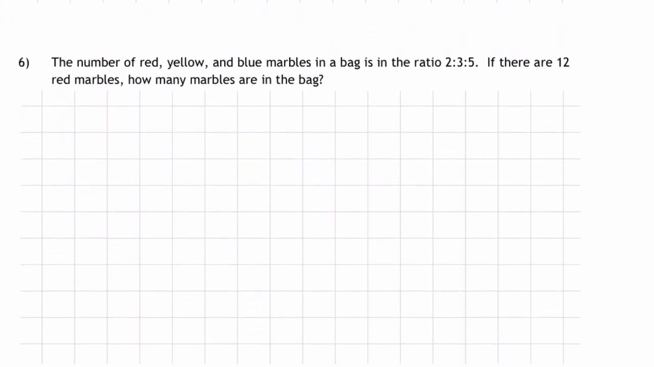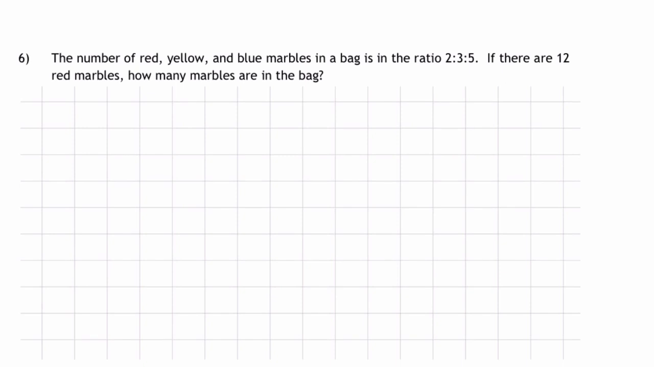On to question 6, we've got the number of red, yellow, and blue marbles in the ratio 2 to 3 to 5. And we've got 12 red marbles. So the first thing I want to do is just to write red. We have yellow. And we have blue. Now I know those are in the ratio of 2 to 3 to 5. And we're told we have 12 red. So I'll write 12 down here.